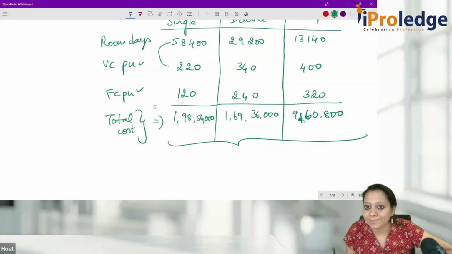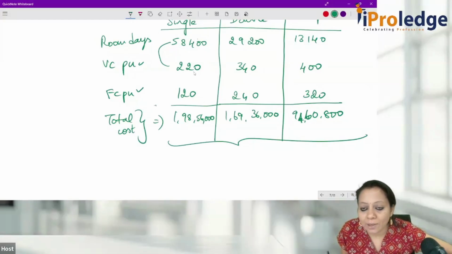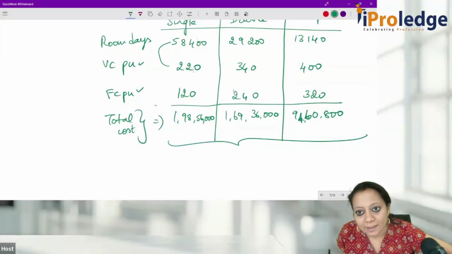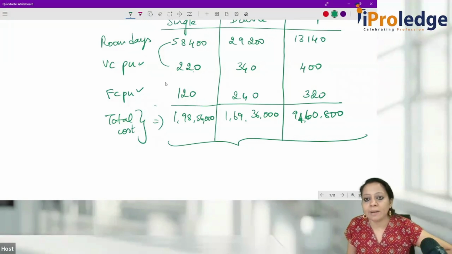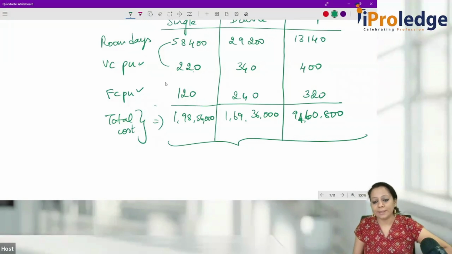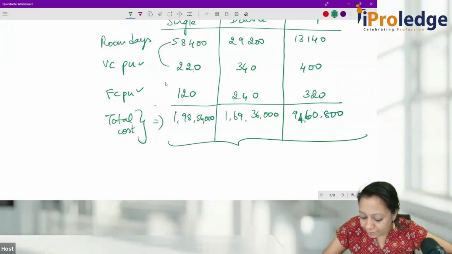What happened, ma? 58,400 is the number of room days here. Variable cost is 220. 220 into 58,400. Put M plus. Okay. 120 into 58,400. Put M plus. You will get MRC, you will get the answer. Okay. Do it once again, ma. Do it and tell me. I'll wait. In the meanwhile, I'll total this and keep, and I want to explain something here with respect to fixed cost. I will do that also.